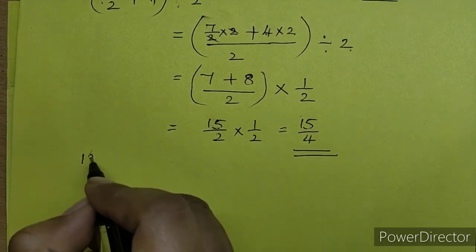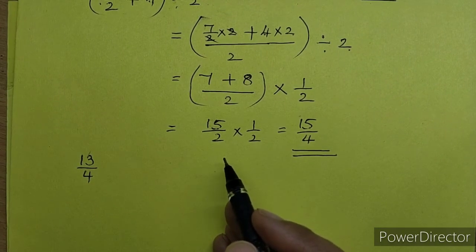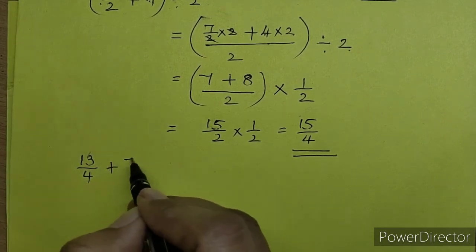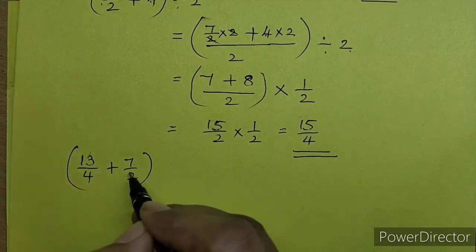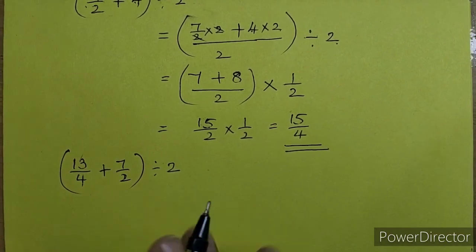So 13 by 4 is the first rational number. The next rational number we have taken is 7 by 2. So add the numbers and divide by 2. Add the numbers, divide by 2. Same procedure you have to follow.